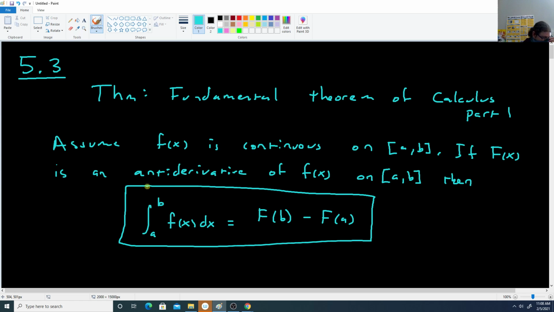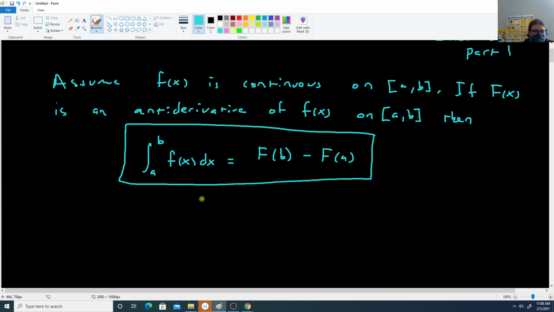Some notation stuff. So this is fundamental theorem of calculus, part 1. For notation, if we have capital F of x evaluated at a to b, this equals F of b minus F of a. So we'll be using this notation as kind of a middle step in a lot of these problems.